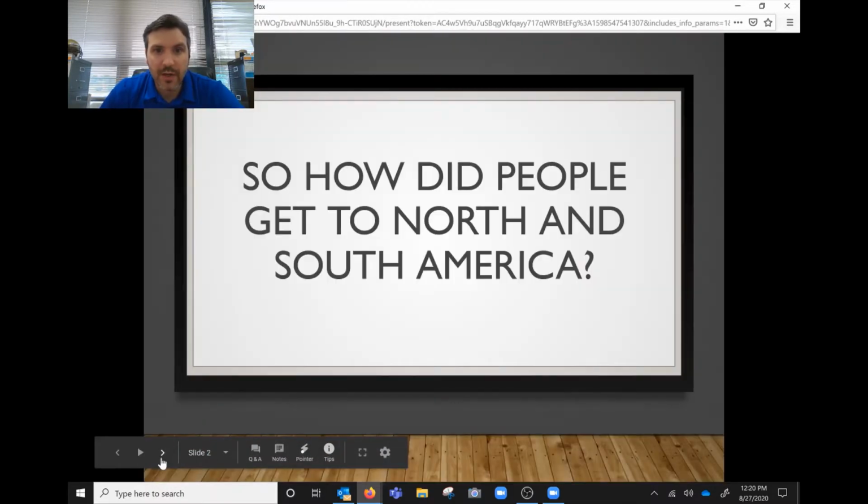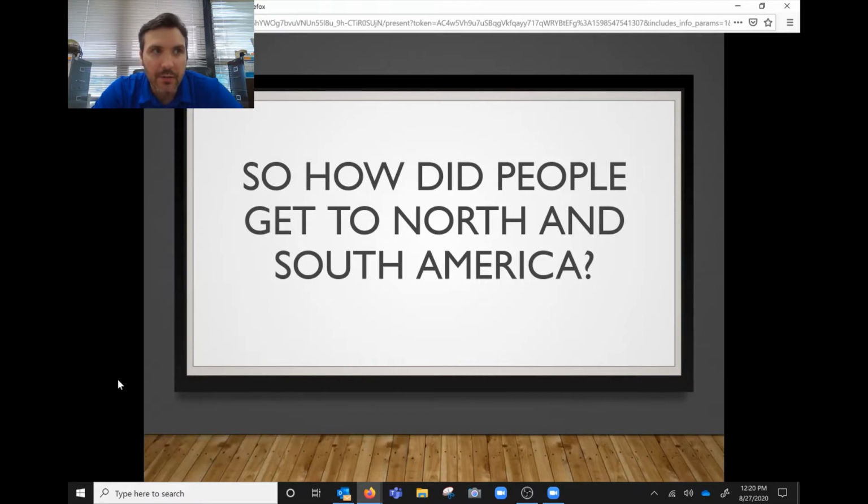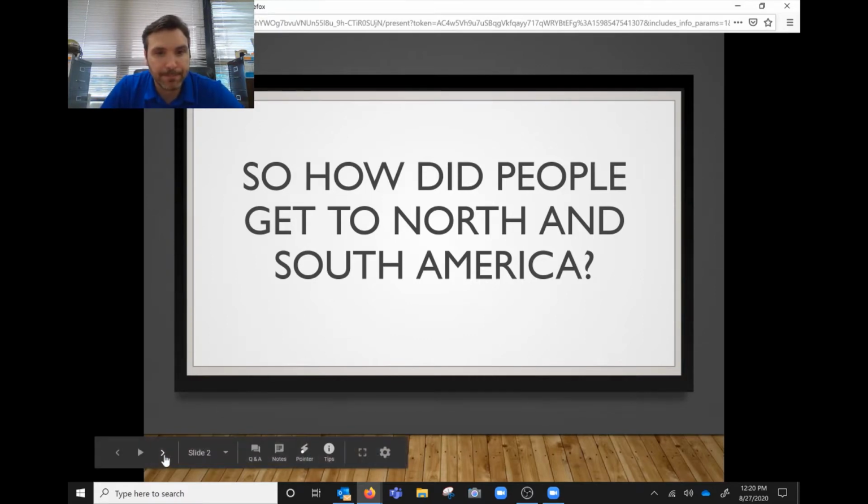Okay, moving on. How did people get to North and South America? So that's the first big picture question we're trying to make sure we have an understanding of: how did people get here in the first place? So let's take a look.